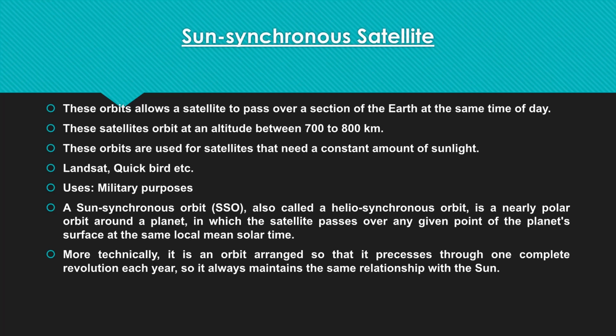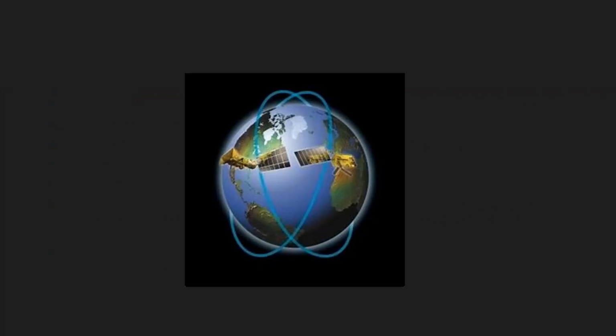This type of satellite needs a constant amount of sunlight to capture the Earth's surface information. Some examples of sun synchronous satellites are Landsat and QuickBird. The basic use of sun synchronous satellites is for military purposes. This is an example showing sun synchronous satellites. This figure shows two satellites that are orbiting around the Earth in their respective orbits.